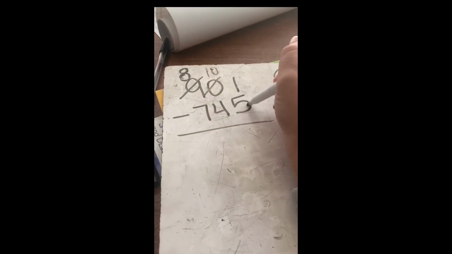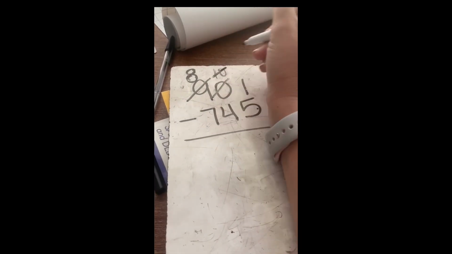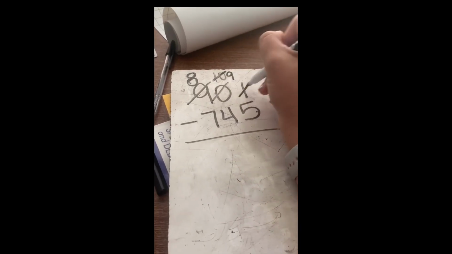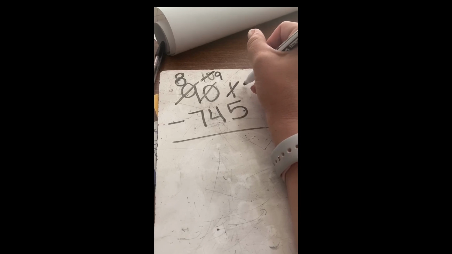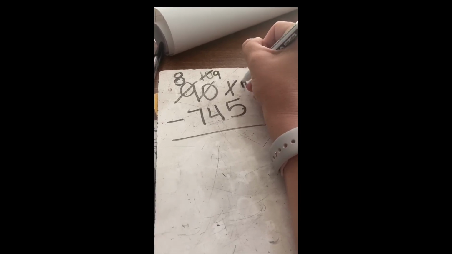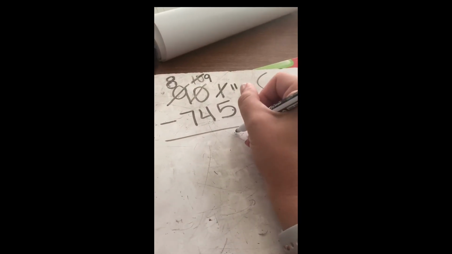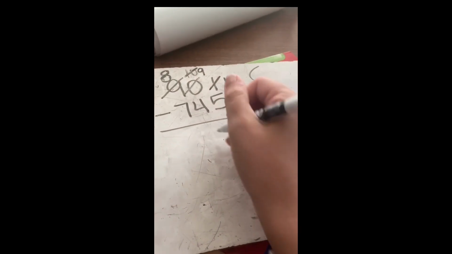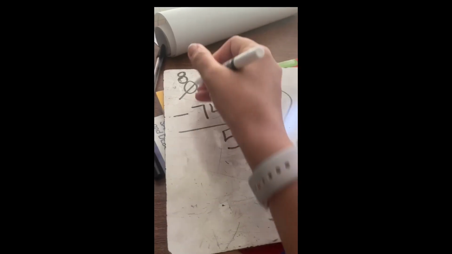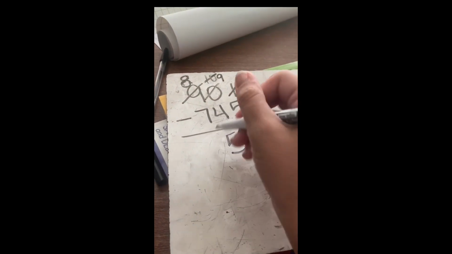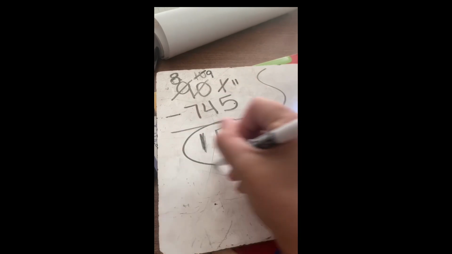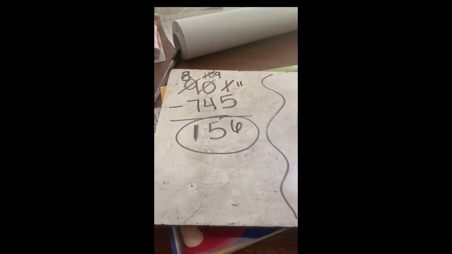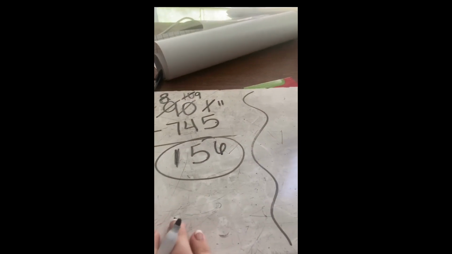1 minus 5, though, I still can't do it, so I go back to my tens, and they give me 1 ten, which makes us 9 tens left. They give 1 ten to 1 one, that makes us have 11 ones. 11 minus 5 is 6. 9 tens minus 4 tens is 5 tens. And 8 hundreds minus 7 hundreds is 1 hundred. So the answer for this problem, 901 minus 745, is 156.